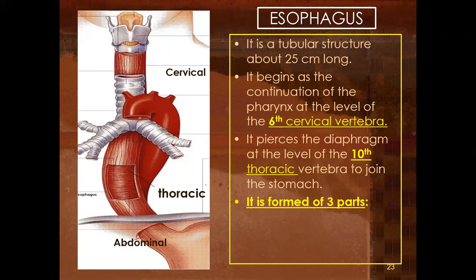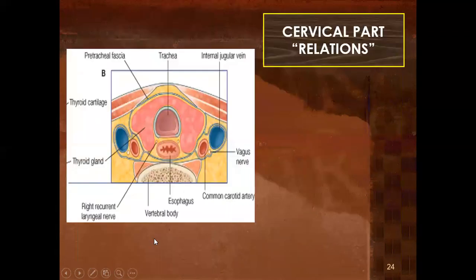So it has three parts. One is called the cervical part, the part of the esophagus which is in the neck. The part which passes through the thorax behind the heart in the posterior mediastinum will be called the thoracic part, and a very small part before it opens into the stomach will be called the abdominal part. So these are the parts: the cervical part, the thoracic part, as well as the abdominal part.